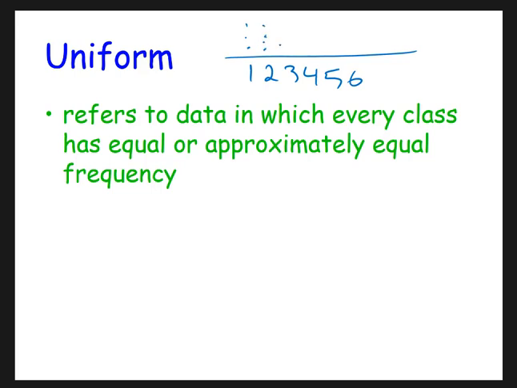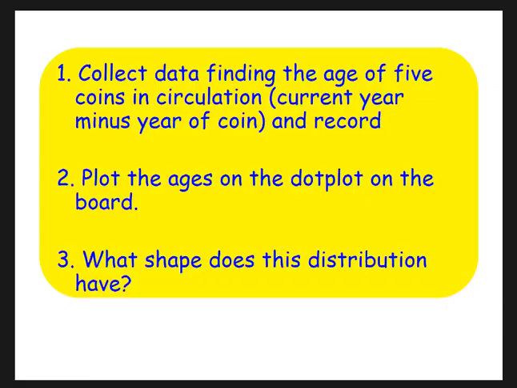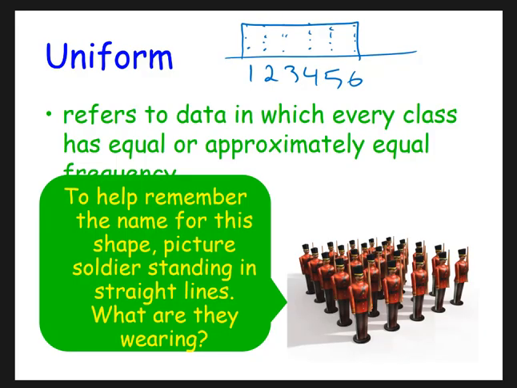The number of dots above each value should be, on average, about the same. So it's just forming that rectangle shape. To help remember the name for this shape, picture soldiers standing in straight lines. What are they wearing? Well, they're all wearing their helmets, with that exact flat surface. So they have a flat top on top of them. So that's that flat-topped uniform distribution.